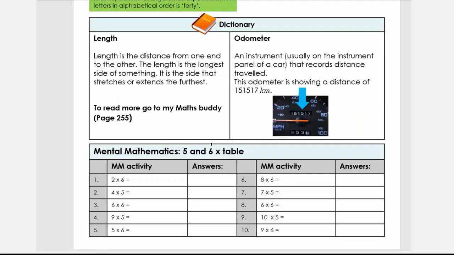Then what we're going to do is go to the mental maths activity. You're going to pause. You're going to ask these 10 questions, which are based on the 5 and the 6 times tables. You're going to come back. I'm going to reveal the answers and you're going to mark it.